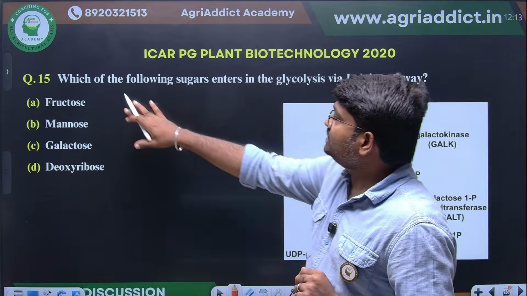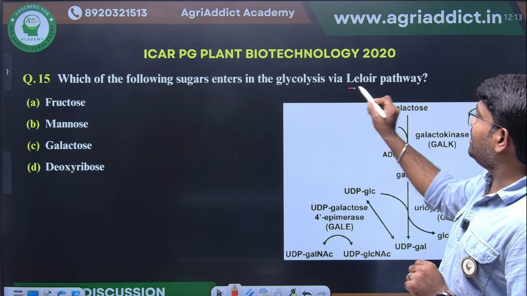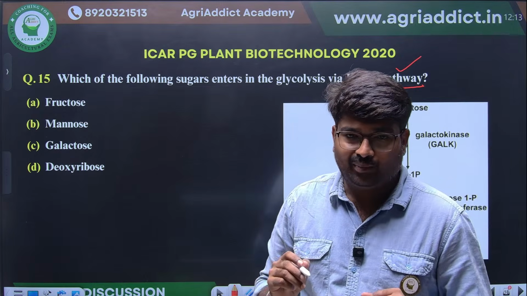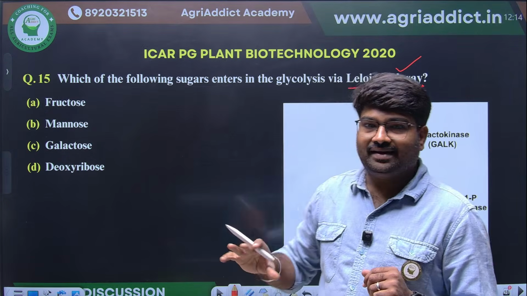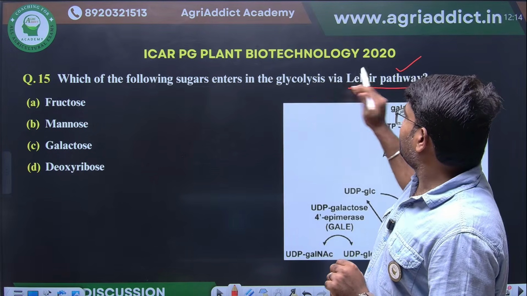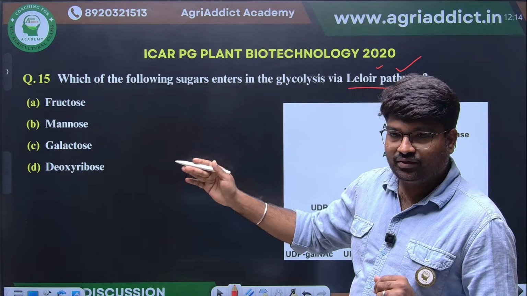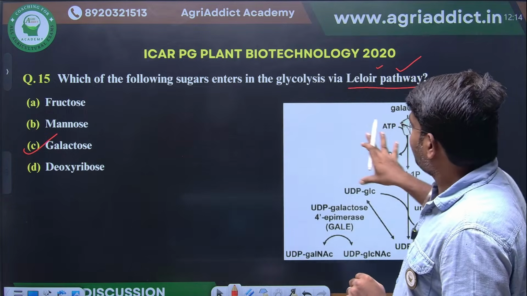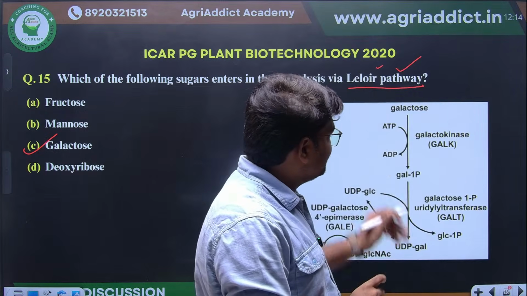Which of the following sugars enters glycolysis via the Leloir pathway? What will be the answer? Whether fructose, mannose? Yes, very good, galactose. Galactose will enter glycolysis by the Leloir pathway. This is a very important point.